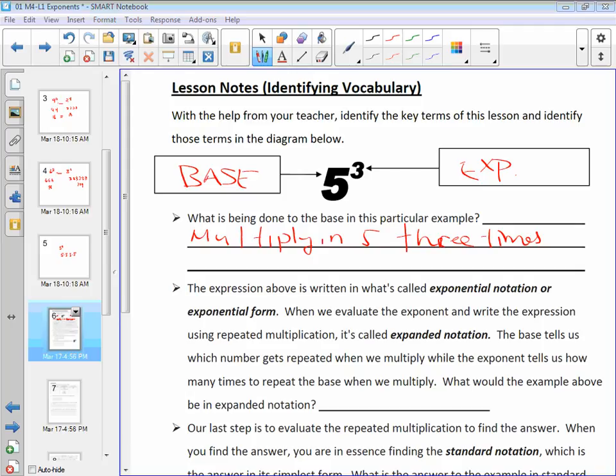Okay, everybody. Let's finish up this page so we can move on. Multiply, in this case, 5 three times. Remember, it's not 5 times 3. It's 5 times 5 times 5, which is the next line.